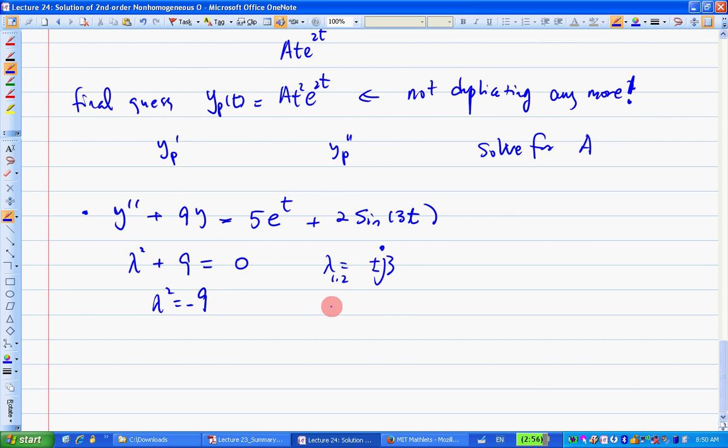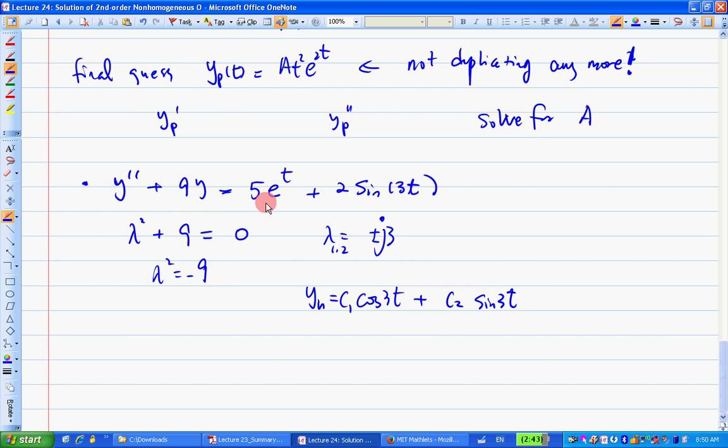So if this is plus minus j3, what is the solution for the homogeneous one? The real part is 0; there's only an imaginary part. So your general solution here is C1 cosine 3t plus C2 sine 3t. That's the general solution for the homogeneous one.